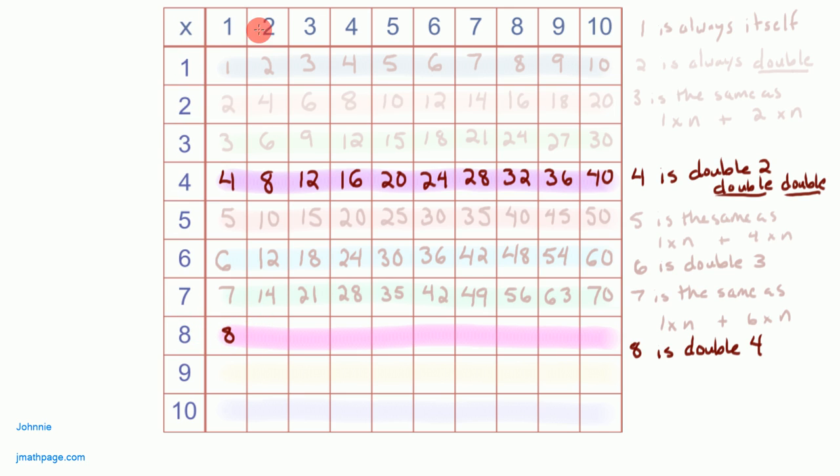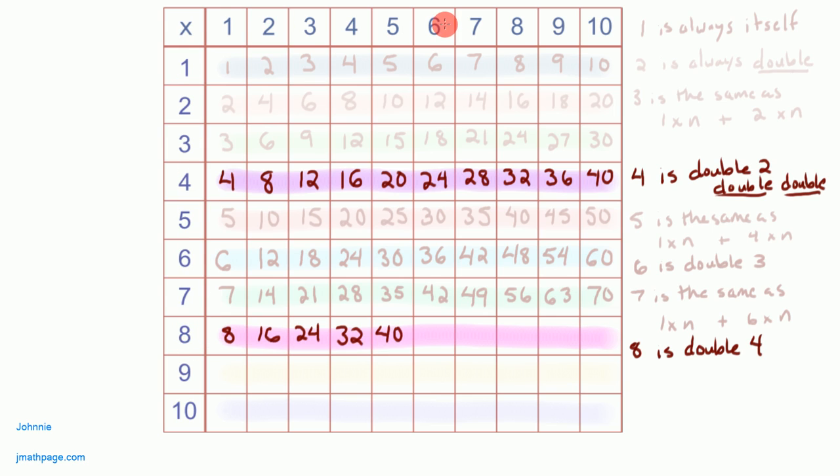8 times 2 is the same as 4 times 2 doubled. 8 plus 8 is 16. 8 times 3 is the same as 4 times 3 doubled. Double 12. 12 plus 12 is 24. 8 times 4 is the same as 4 times 4 doubled. Double 16. 16 plus 16 is 32. 8 times 5 is the same as 4 times 5 doubled. 20 plus 20 is 40.